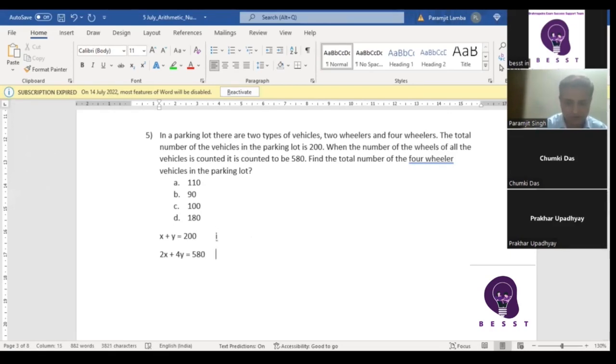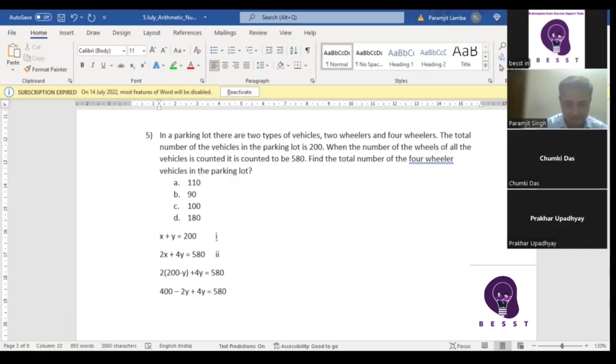Okay, sir. Now what do we do? So we will substitute X equal to 200 minus Y in equation 2. So this will be 2 times 200 minus Y, correct? Yes, sir. Plus 4Y equal to 580. This becomes 400 minus 2Y plus 4Y equal to 580.